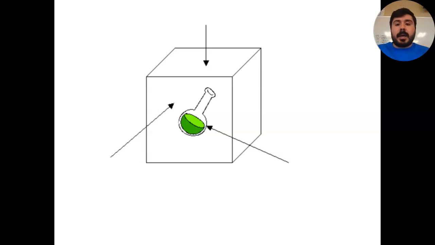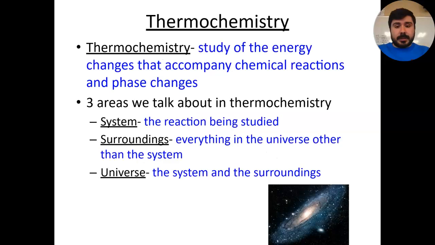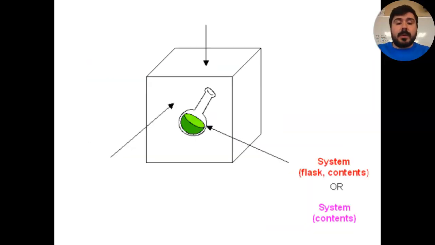Now, why is that important? I'm going to show you a little bit of a diagram here. We've got three different arrows in this little diagram with a little vial of a green liquid, a green solution, and a reaction occurring, and a box around it. If we take a look at the very first arrow, that is going to be considered the system. The system is the reaction taking place, what we ourselves are viewing and studying. So again, the system is the reaction being studied.